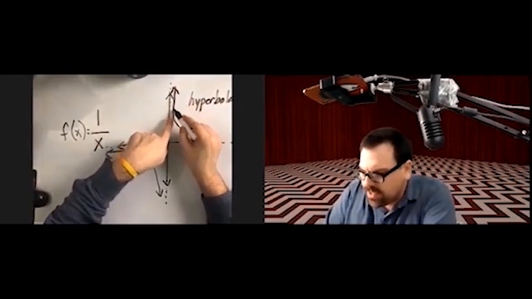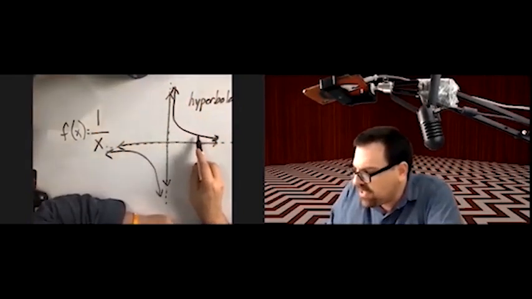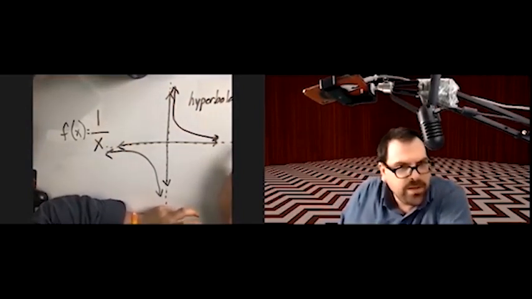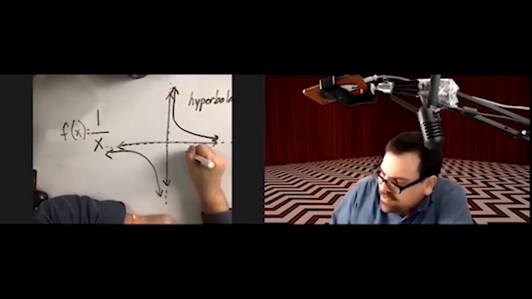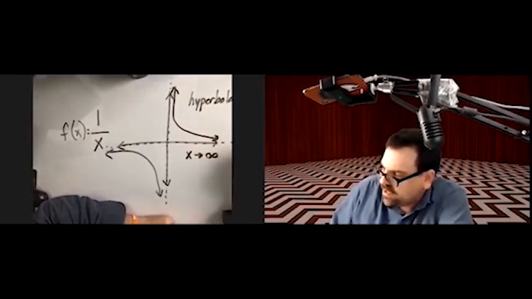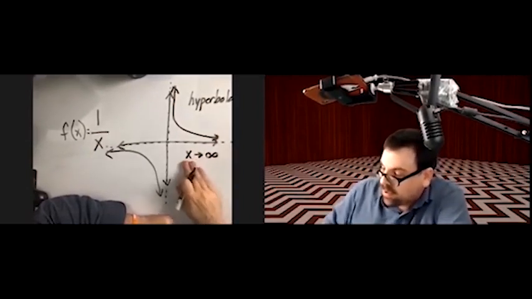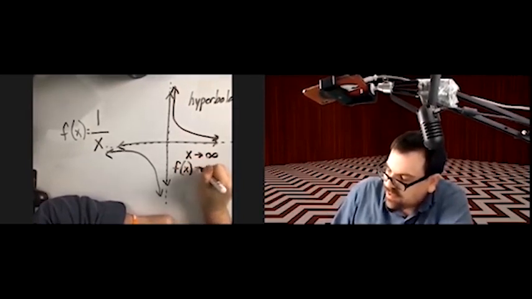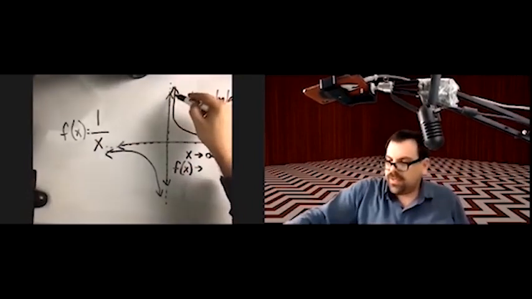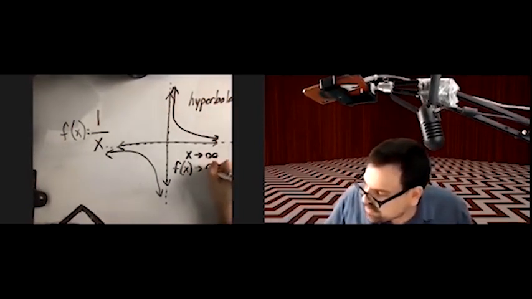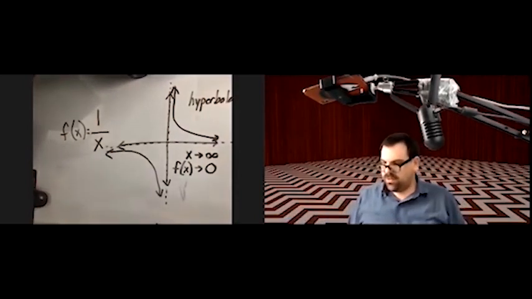And we can see as this graph moves out this way, it gets closer and closer and closer to the x-axis, but it's never going to touch it. In other words, as x approaches positive infinity, y, or f of x, approaches what? As x gets closer and closer to infinity, we get closer and closer to the x-axis. f of x would approach 0.